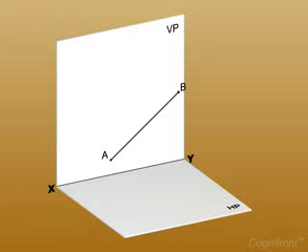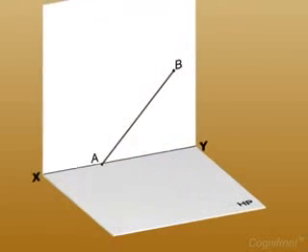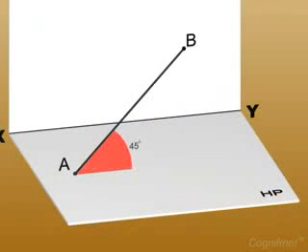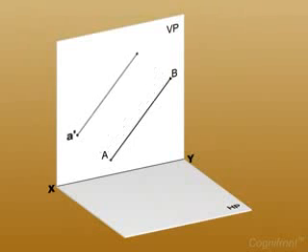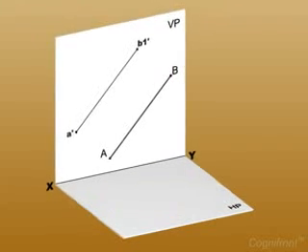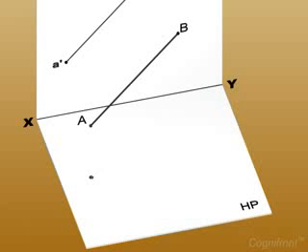Look at the diagram. Here, line AB is assumed to be parallel to VP but inclined to HP by the angle 45 degrees. Observe its front view A'B1' on VP gives the true length and the inclination with XY. The top view is a shorter line AB1 parallel to XY.